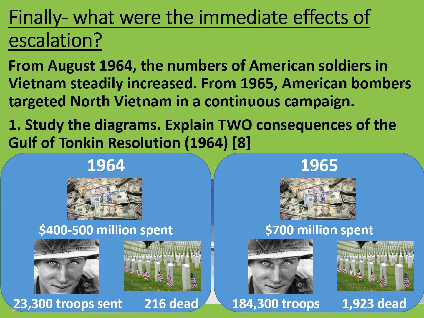One of the things you might have identified is how much more money was being spent on the Vietnam War. Consider that after the Gulf of Tonkin Resolution, Johnson was being given all the powers that he wanted in order to escalate the war. This would cost money, and this is shown in the figures given. A similar point can be made about the number of troops being sent. Now the Americans can more openly send combat troops to Vietnam.